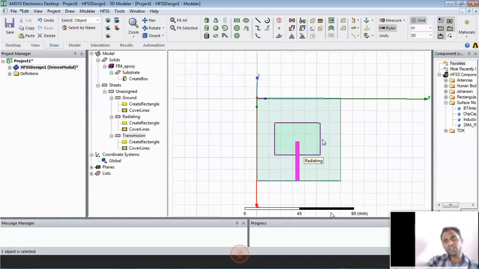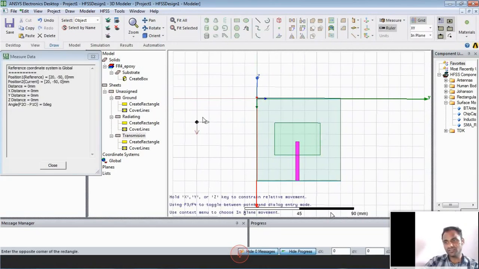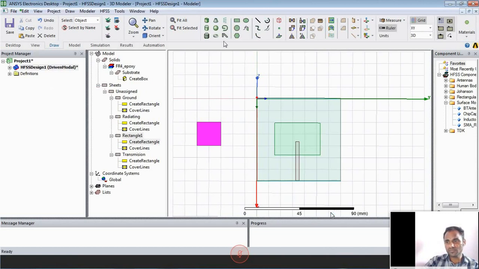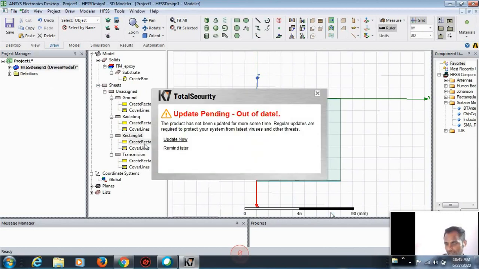Inset feed is nothing but introducing two parallel capacitors in the feed line. Okay, so I make it an inset feed. I'm taking one rectangle here, and that rectangle I need to place here, because I need to insert this feed into our radiating layer.